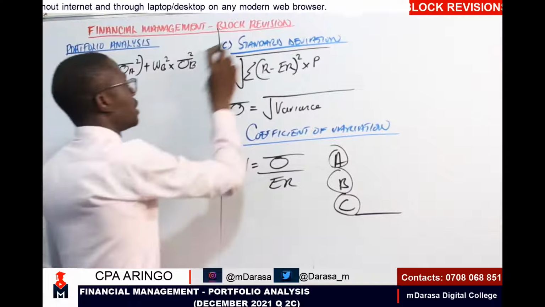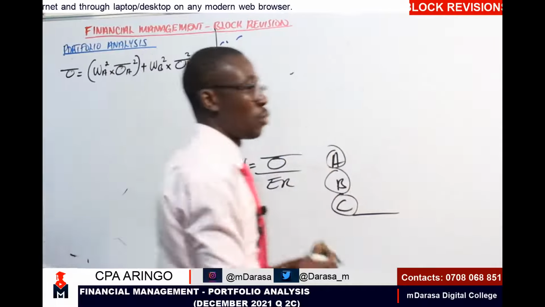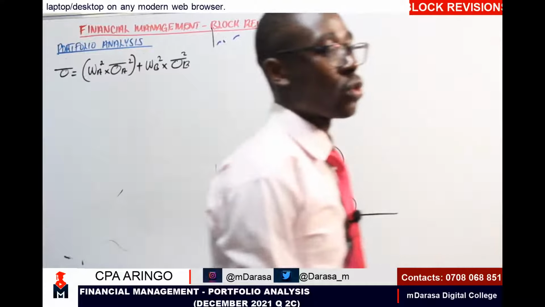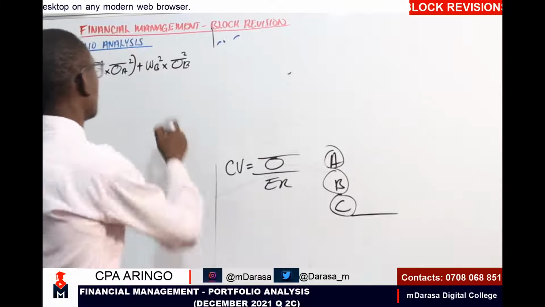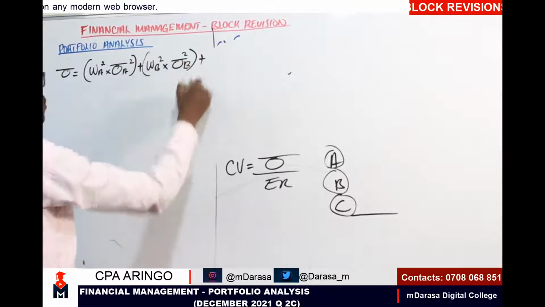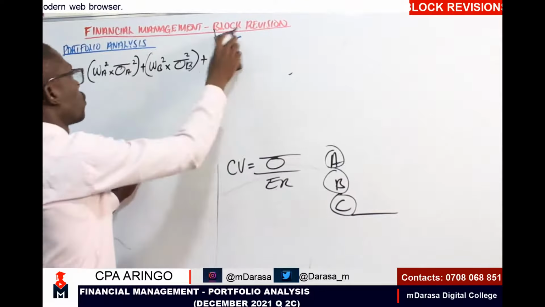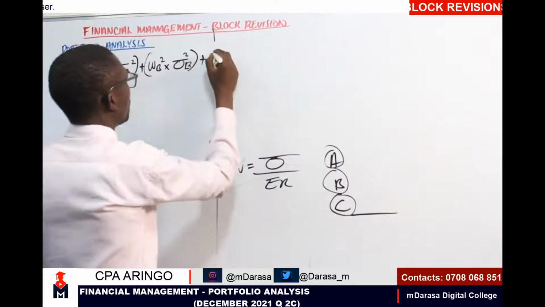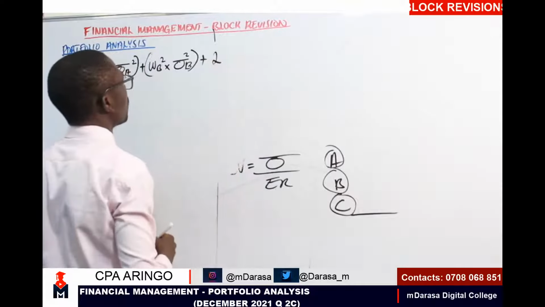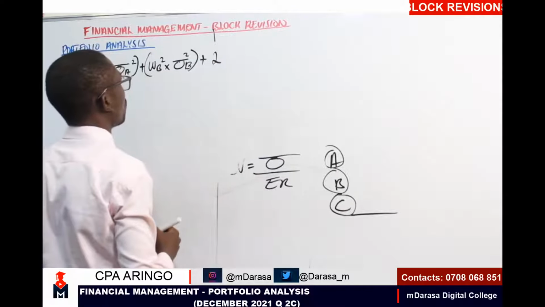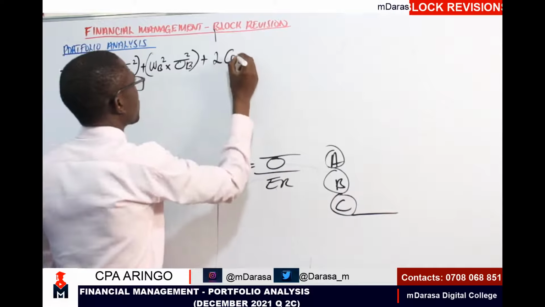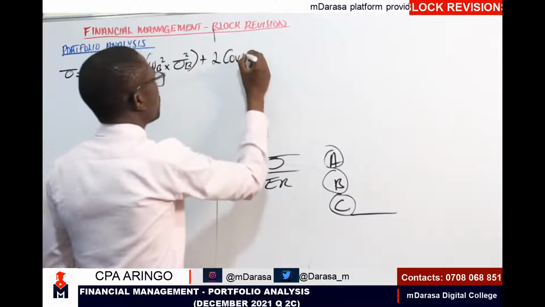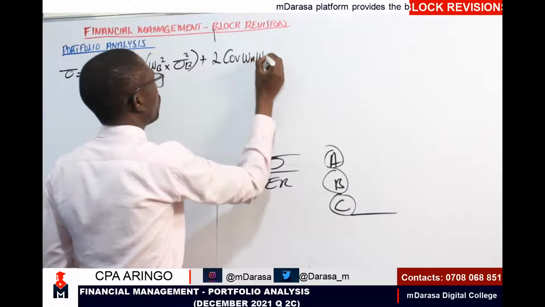Allow me to erase here so that in this case we should just be having one formula all through. So therefore, consider, I'm going to introduce a new element here known as the correlation coefficient, whereby you're going to take two, that is of course two covariance, which is correlation coefficient, covariance of weight of A and weight of B.